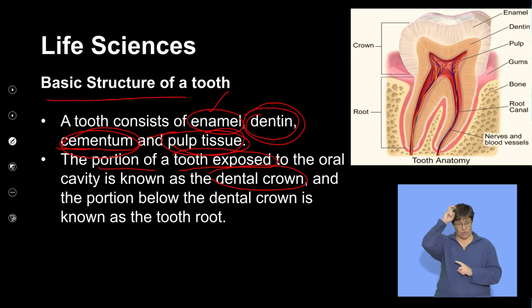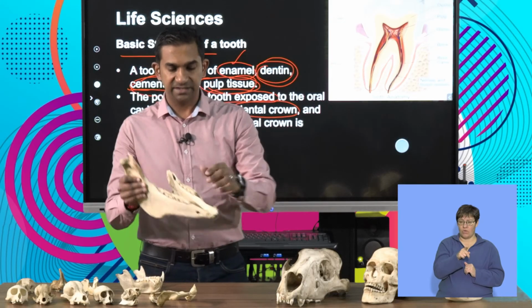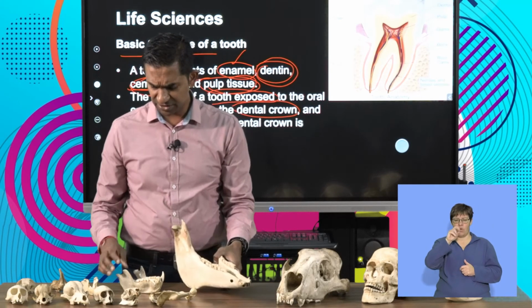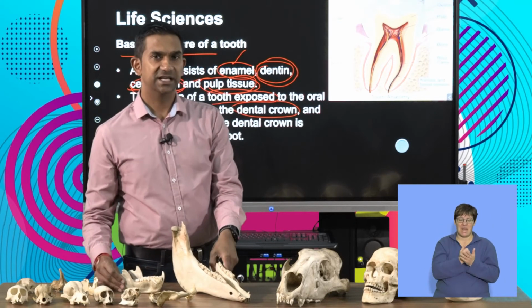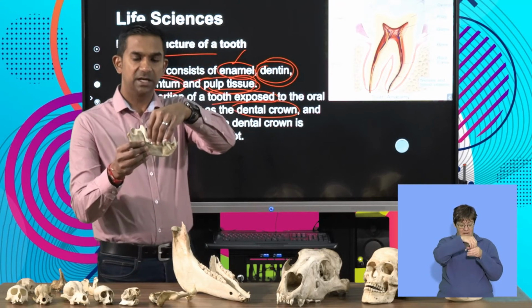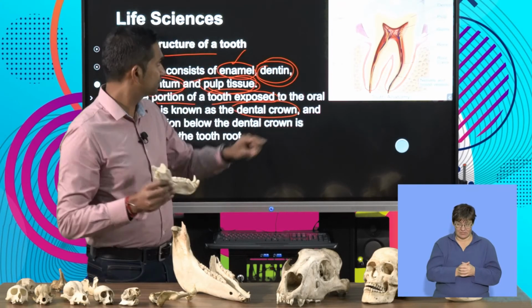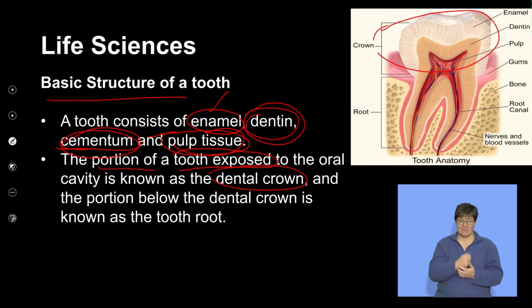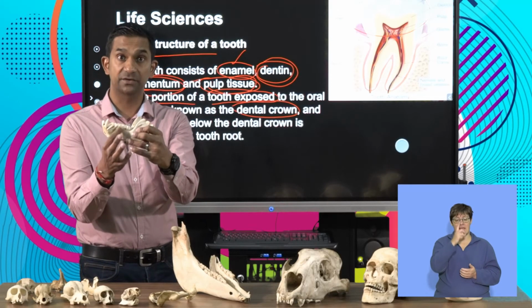So what we look at when we look at the jaw is the dental crown. Here you're looking at the dental crown. We often hear of the term crowning when you go to a dentist, and that's essentially replacing the top of the tooth, which points to the crown, the exposed part in the mouth. So this is what we're looking at here, the dental crown.